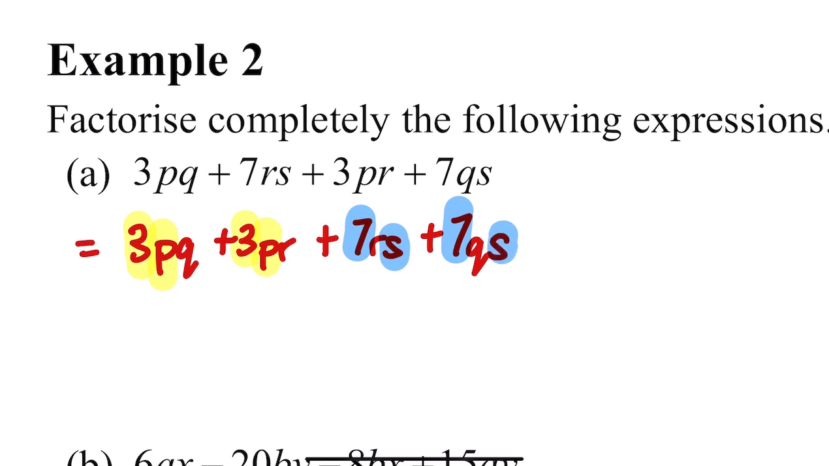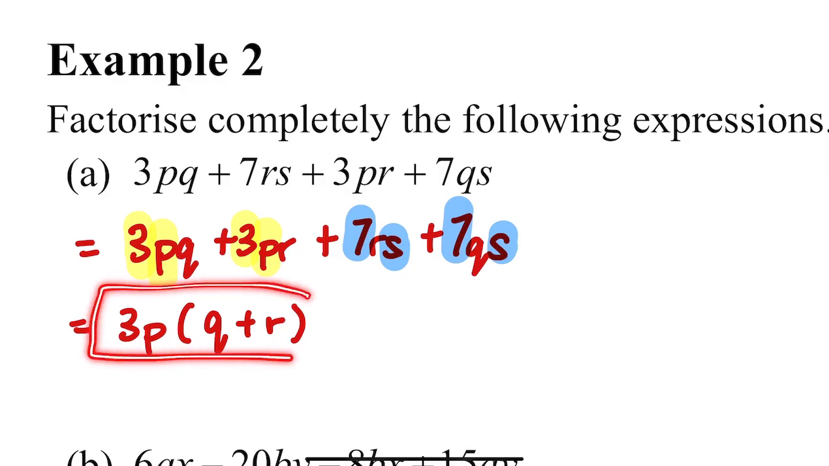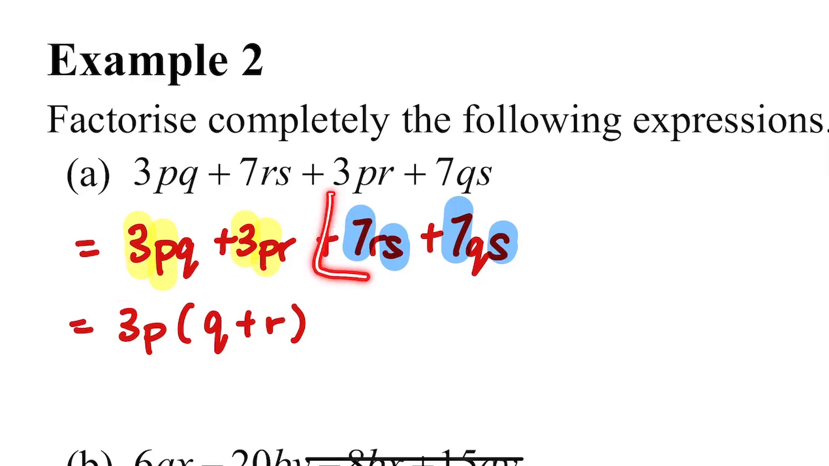Okay, so next step, I can now rewrite this. First two terms, I take out 3P. I'm left with Q plus R. Okay, if you want to check if it's correct or not, if you expand out this expression here, you should get back these two terms over here. Then now in my next two terms, this second group over here, I will take out positive 7S.